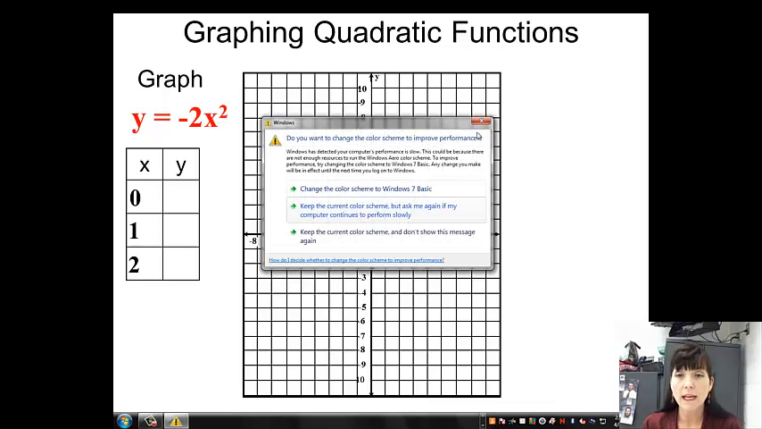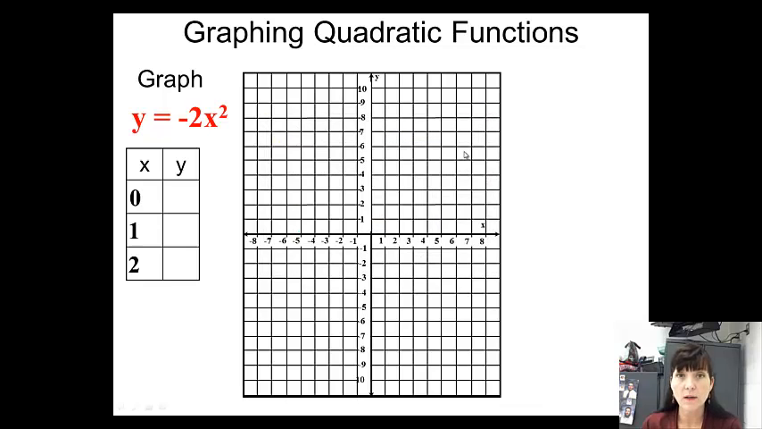Okay, so we're going to plug in 0 for x. 0 squared is 0 times negative 2 is 0. 1 squared is 1 times negative 2 is negative 2. And 2 squared is 4 times negative 2 is negative 8. We are going to graph those 3 points. You'll notice they are below the x-axis.